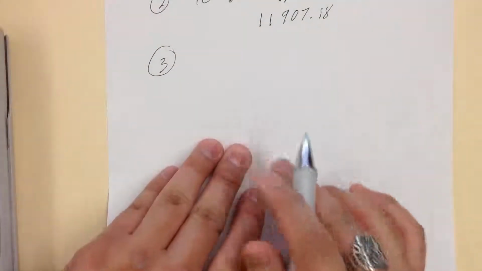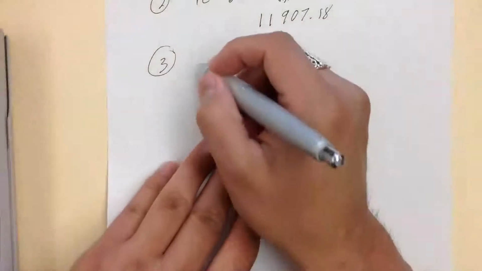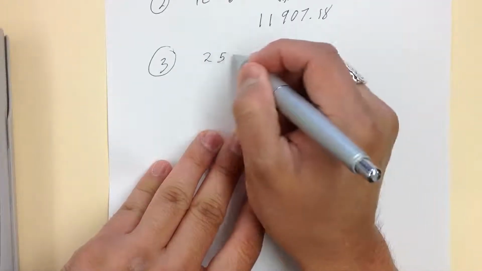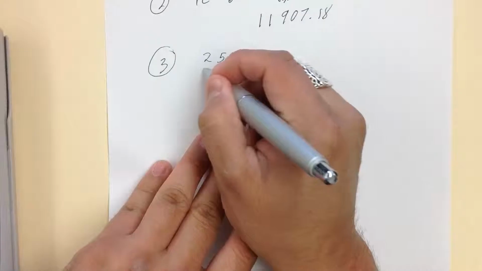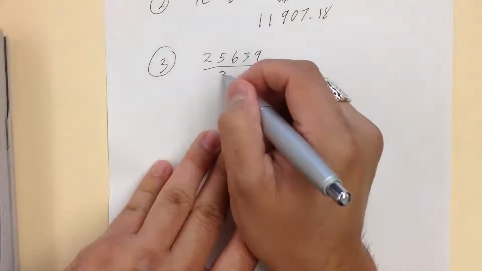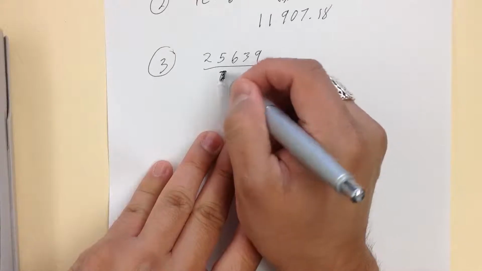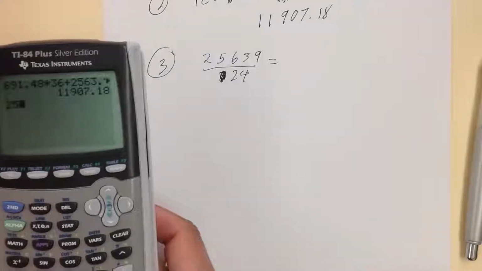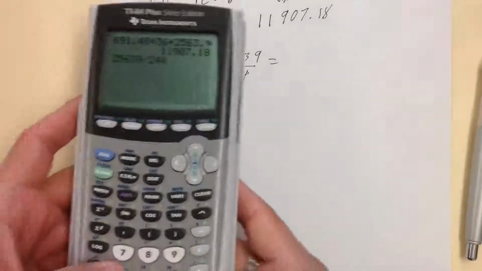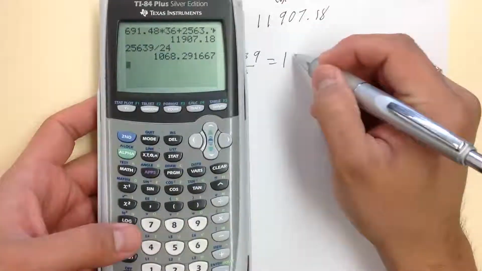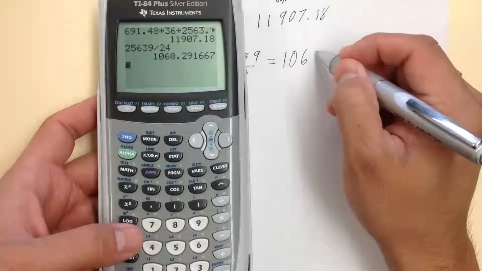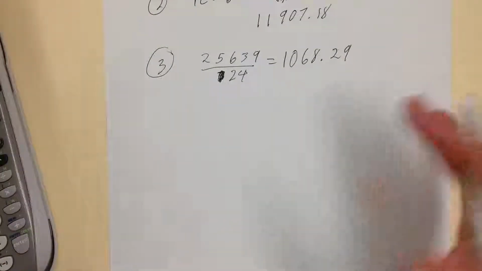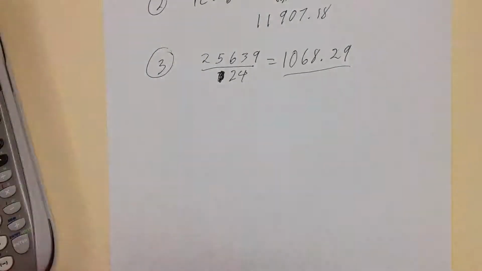Now, to do the payments on a 0% APR is actually quite simple. We take the amount of the car, $25,639, and divide that by the total number of payments. This would be 36 payments, or actually, since it's 2 years, that's 24 payments. So 25639 divided by 24. Our total amount that we're paying each month is $1,068.29.